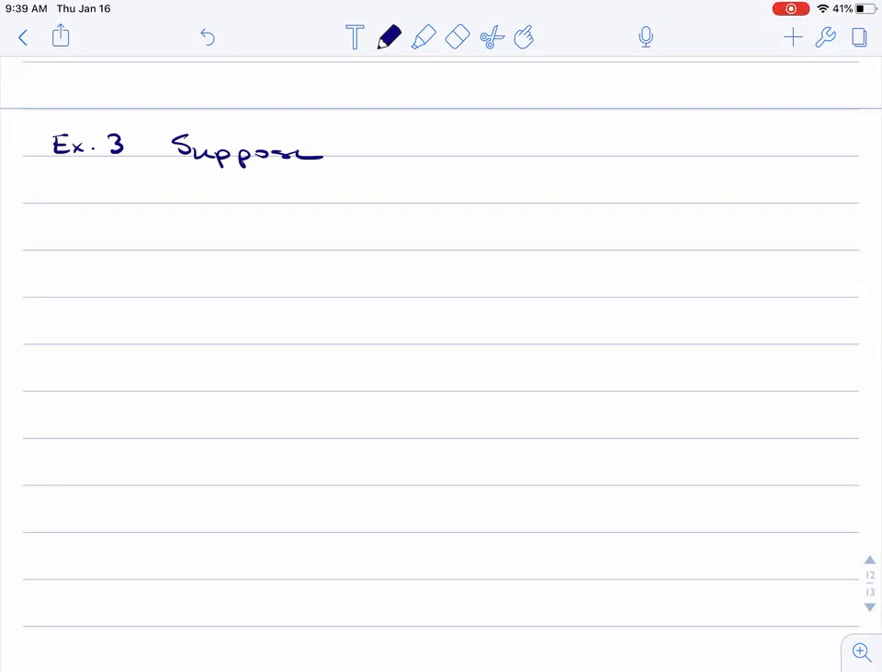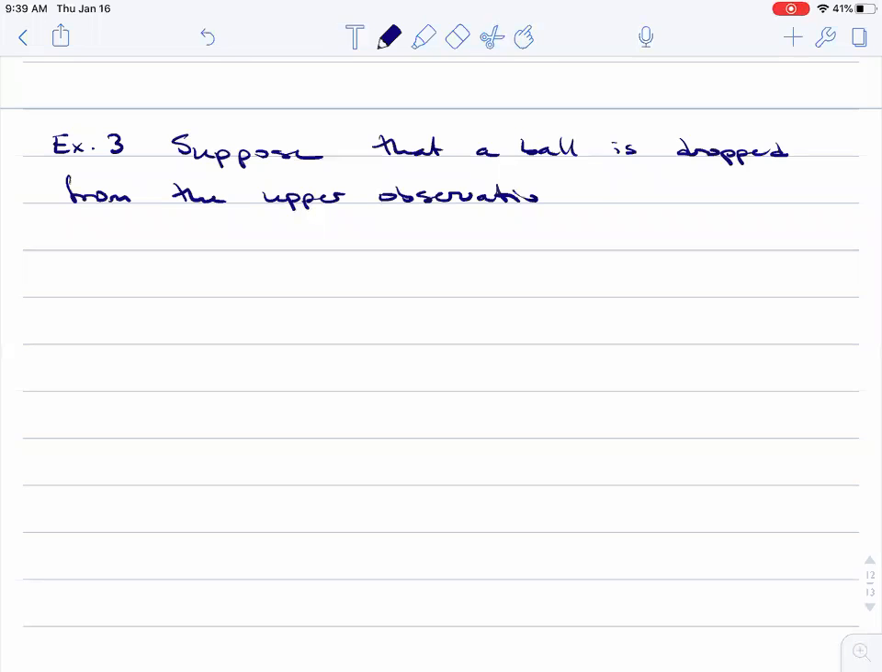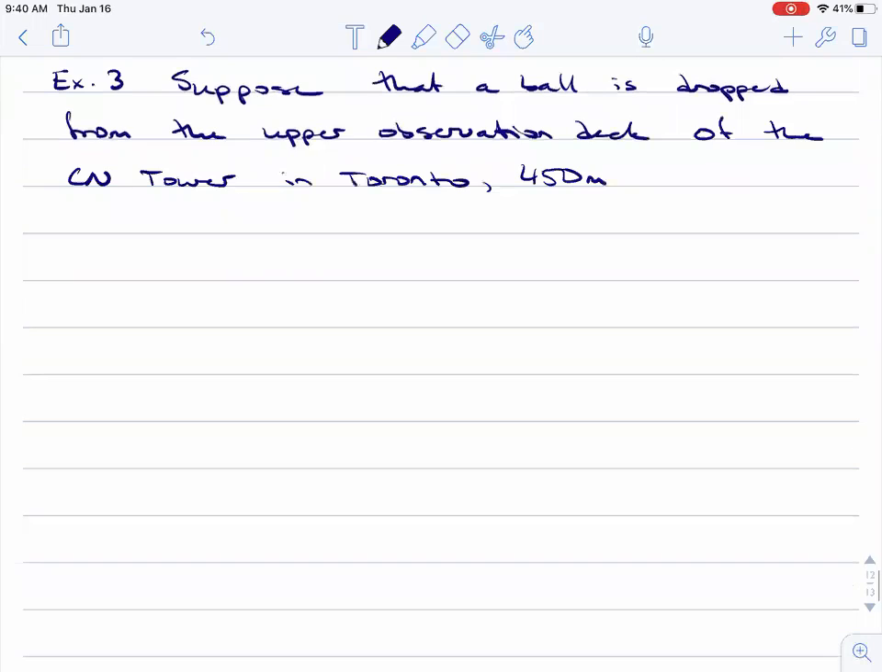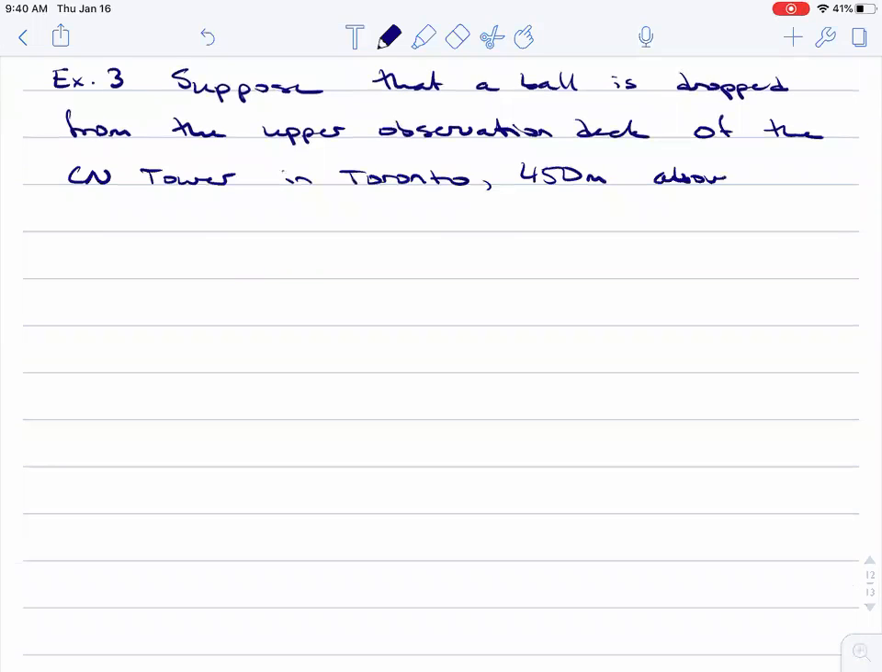But pretty cool. So suppose that a ball is dropped from the upper observation deck of the CN Tower in Toronto, which is 450 meters above the ground.